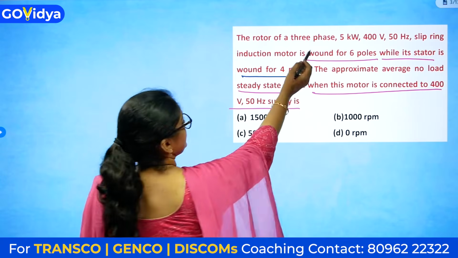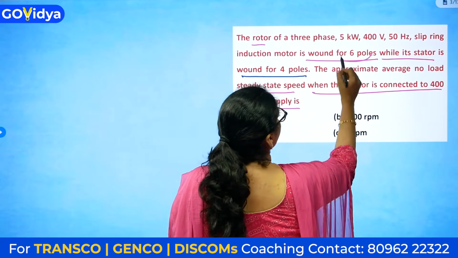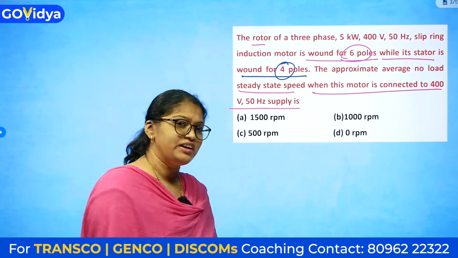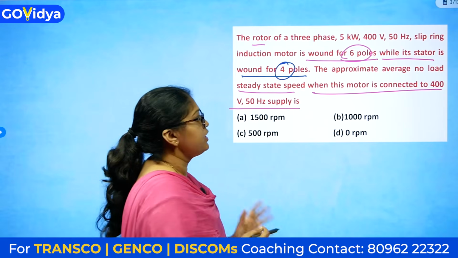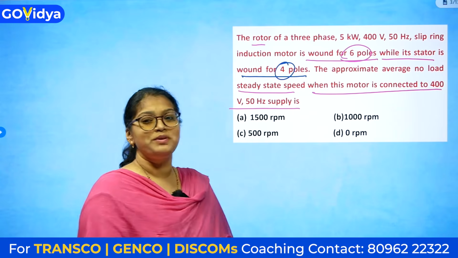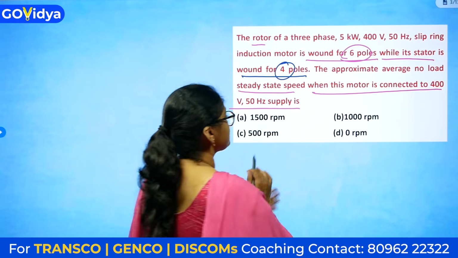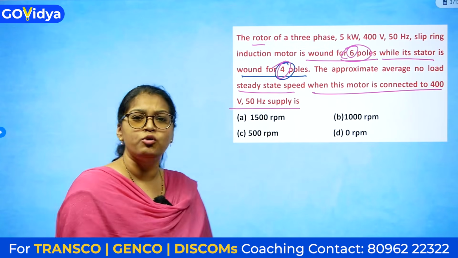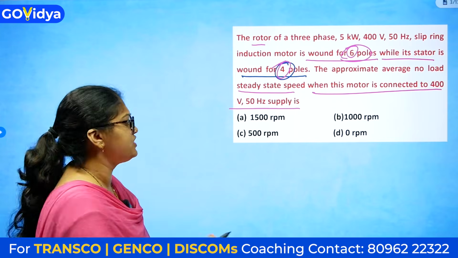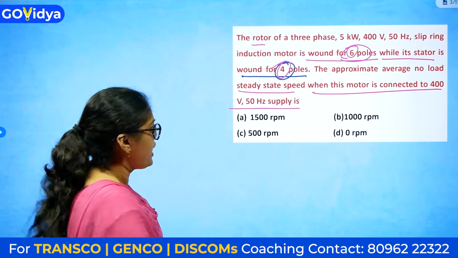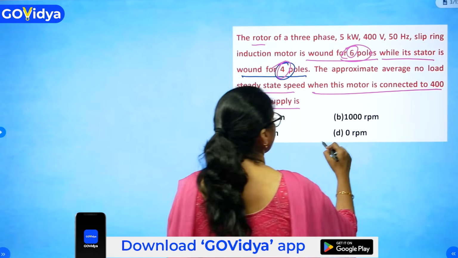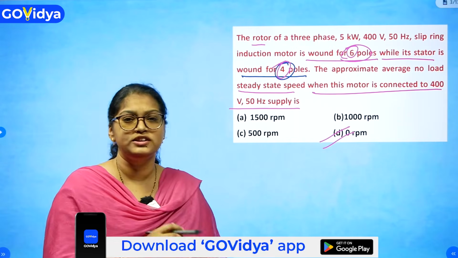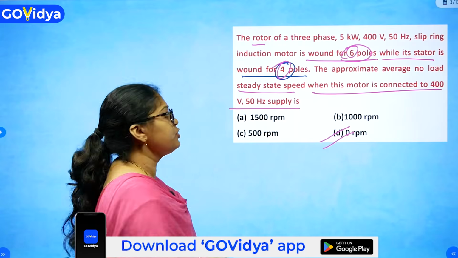In the question, the rotor is wound for 6 poles and the stator for 4 poles. One of the conditions is that the number of poles in the stator and the rotor should be equal. But in this question we have different numbers of poles. As the numbers of poles are different, there will be no motoring action. Because of no motoring action, the speed will be 0 RPM. So the answer is 0 RPM, because the poles are not equal in the stator and the rotor. Clear? Let's move to the next question.